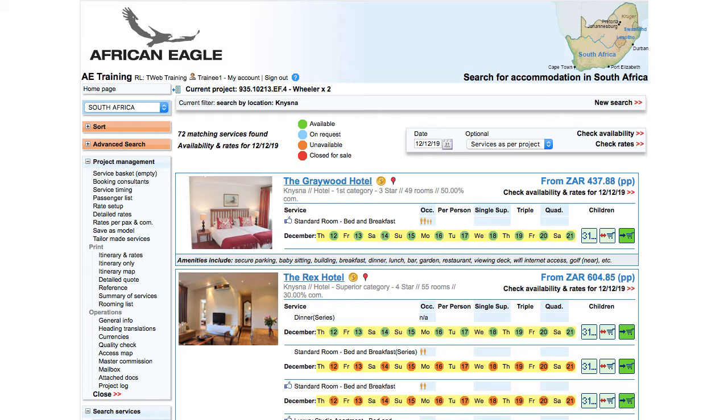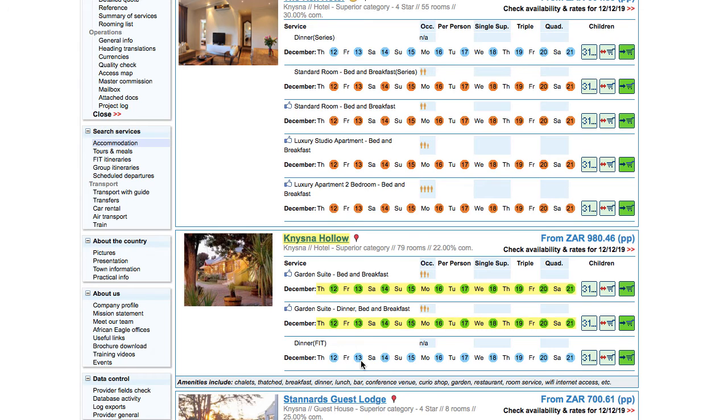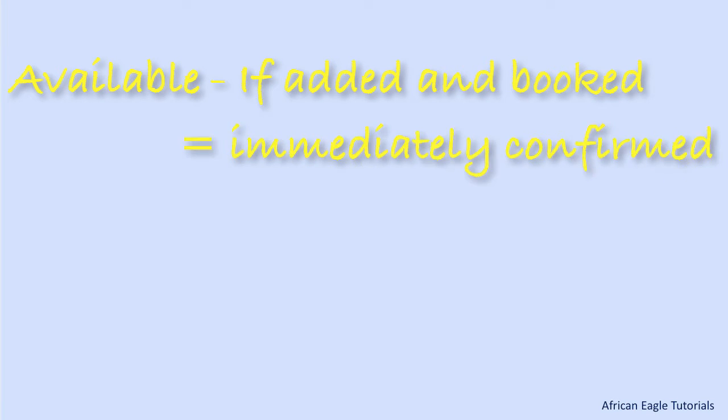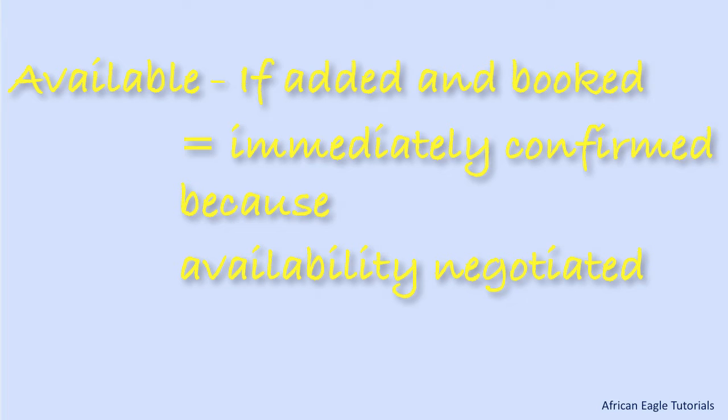For accommodation, the availability displayed is color-coded: green, blue, orange, and red. Green means available. For example, Nice, not Hollow. If the service is added to a project and booked right away, it will immediately be confirmed. This is possible when we have specifically negotiated online availability with the provider or when our system links in with theirs.